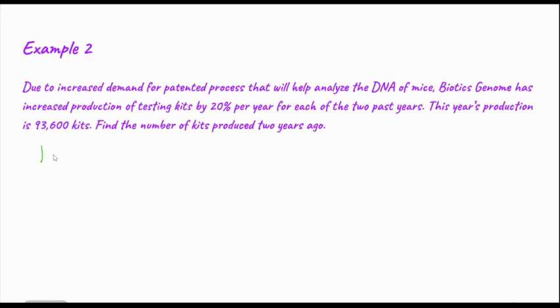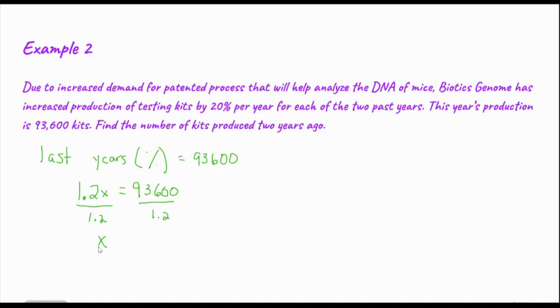So last year's times our percent is equal to 93,600. Let's think about our decimal. We're taking the 100, we're adding 20, that's 120. So we're going to get 1.2x equals 93,600. Divide by 1.2. 93,600 divided by 1.2 is 78,000.